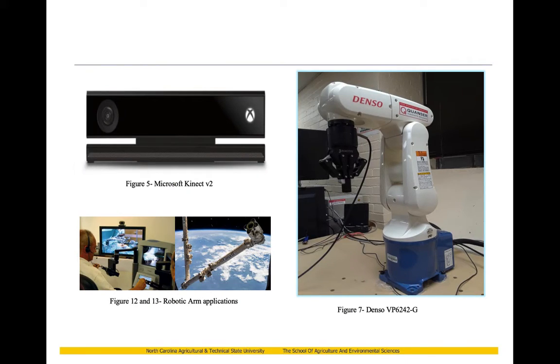Today I will be discussing a method to control the Denso VP6242-G 6 degree of freedom robotic arm in Figure 7 using the Microsoft Kinect infrared sensor version 2 seen in Figure 5. Applications include space exploration, advanced manufacturing, work in extreme environments, and telesurgery.